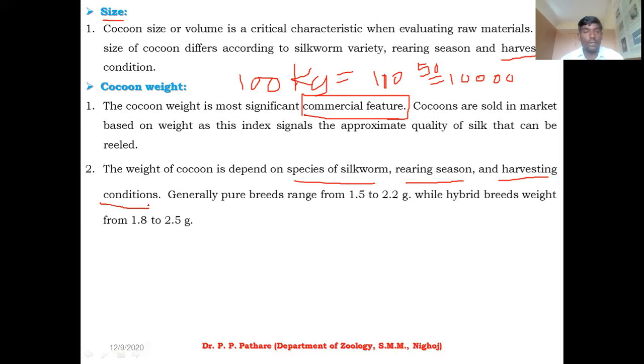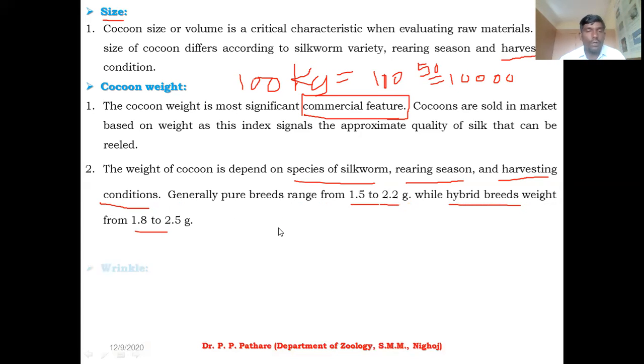This is very important. Generally pure breed ranges from 1.5 to 2.2 gram per cocoon, while hybrid breed weighs from 1.8 to 2.5 gram per cocoon. These are the weights of cocoons. So whatever your size, the number of cocoons is reflected in your final income. Do you understand?